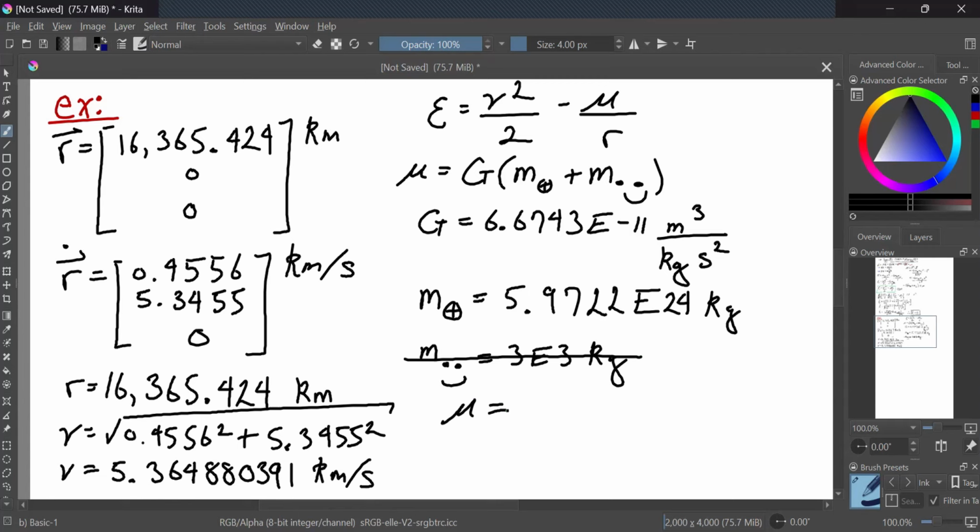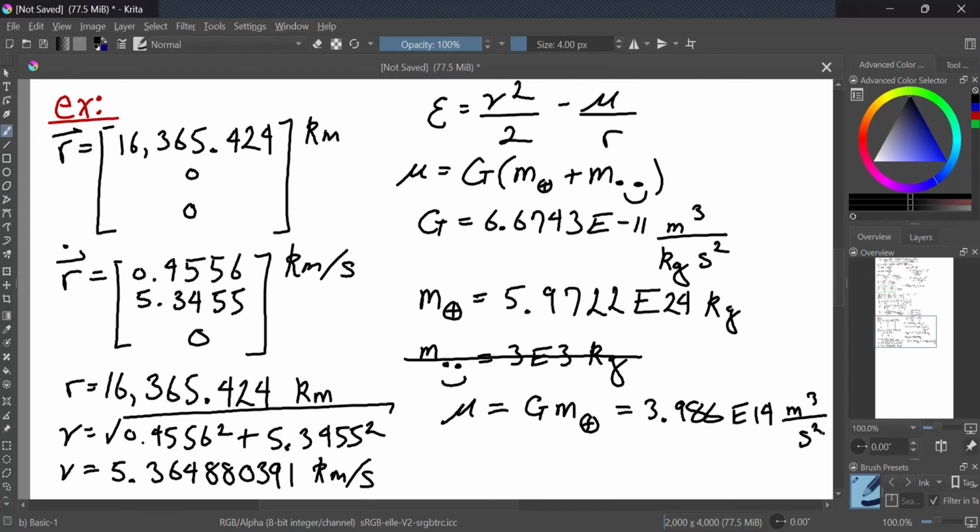So U equals, I'll tell you what, we already know that G goes into it, and the mass of the Earth is going to go into it, so I'm not going to write them out. 3.986 times 10 to the 14th meters cubed per second squared. And if you aren't already writing out your units, this is why. This is why you should.